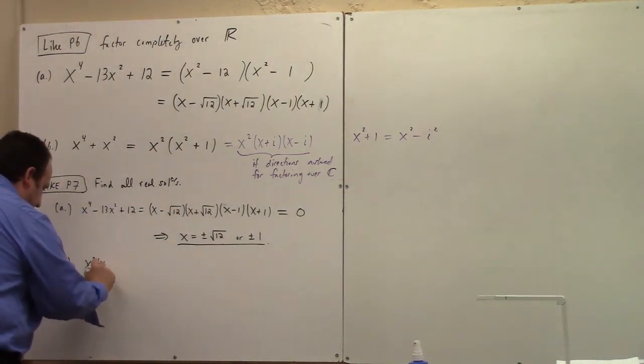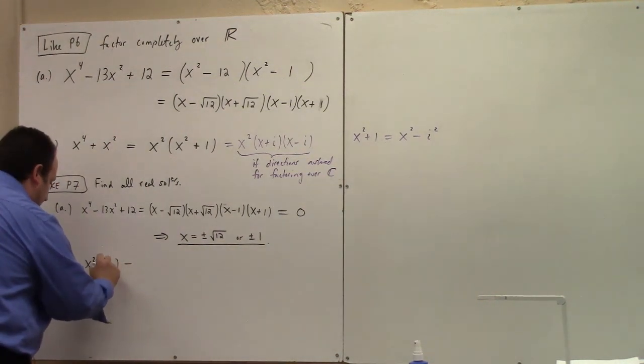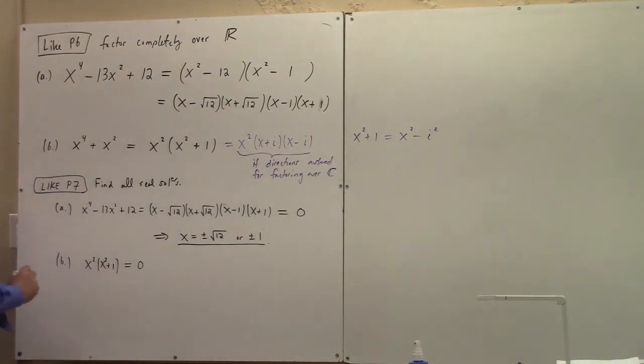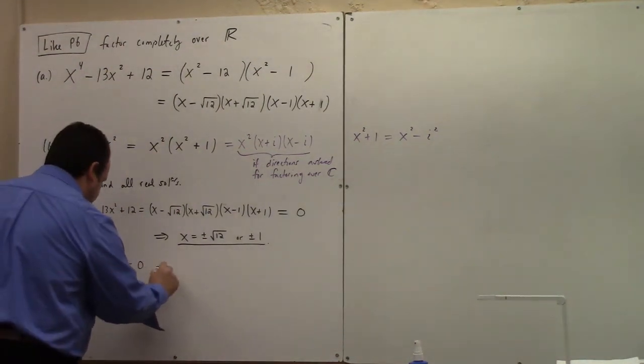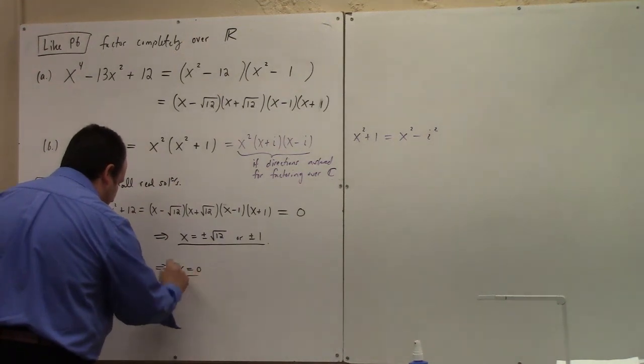Because if I have x squared times x squared plus 1 equal to 0, then either x squared is 0 or x squared plus 1 is 0, right? But can x squared plus 1 be 0 for any real x? It cannot. There's no real solution to x squared plus 1 equal to 0. In fact, the solutions are plus or minus i. The solutions are imaginary. So if the context of the problem is to find all real solutions, we're only going to find one real solution here, just repeated. So x equals 0 is in fact the only solution.